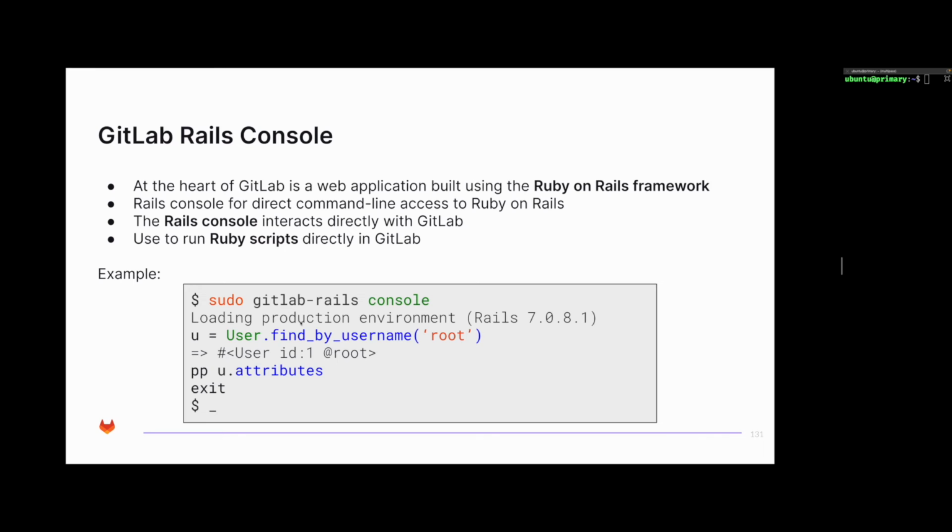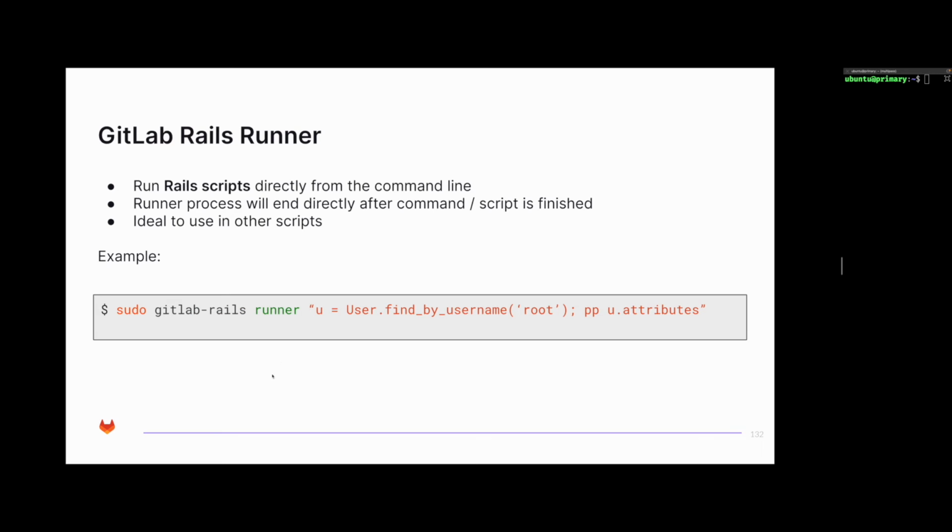An example of how to use the console, as I said, it's sort of a direct access to Ruby on Rails where you can execute Ruby code. So this is a command to find a user by name, in this case the root user, and then pretty print the attributes of that user. You can also combine these scripts into a single line so that you can use them in an Ansible script or in other scripts to automate, for example, the installation if you want to.